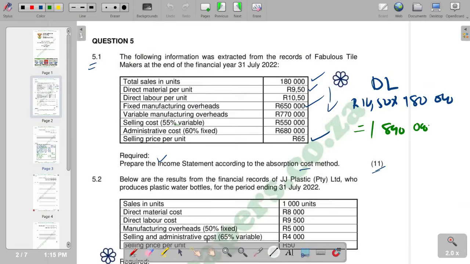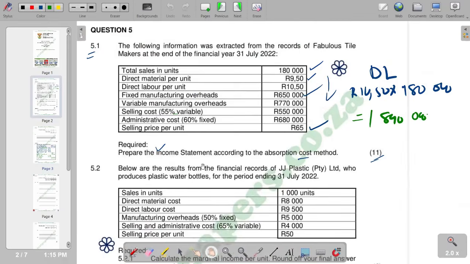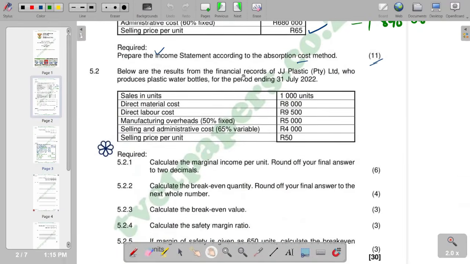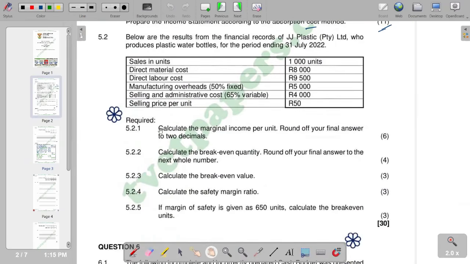So I'm moving on to the next part of our question, which is now 5.2. 5.2 reads: below are the results from the financial records of JJ Plastic Private Limited, who produce plastic water bottles for the period ending 31 July 2022. The first part says calculate the marginal income per unit and round off your answer to two decimal places. Remember the marginal income, we say our sales, and then we subtract the variable cost only.